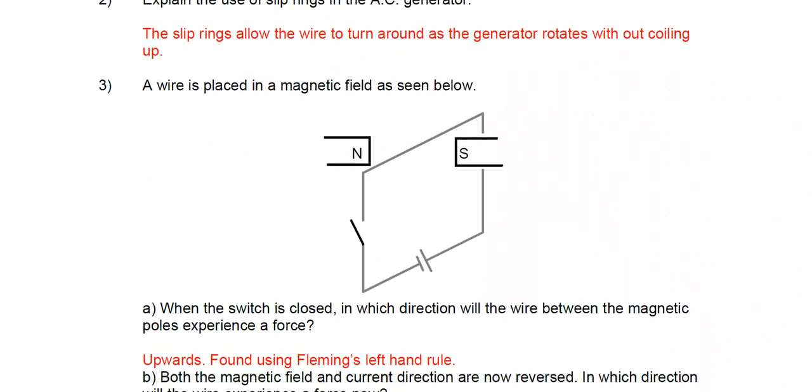3, a wire is placed in a magnetic field as seen below. So when a switch is closed, which direction will the wire between the magnetic poles experience a force? Well, the force is going to be upwards, and let me explain why.